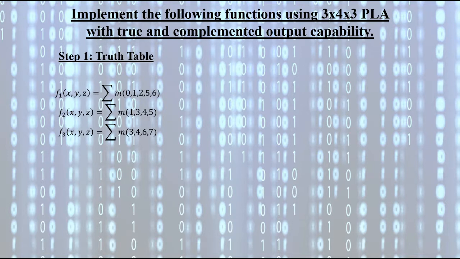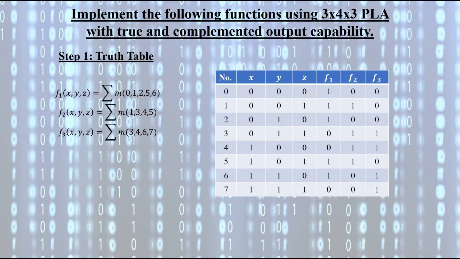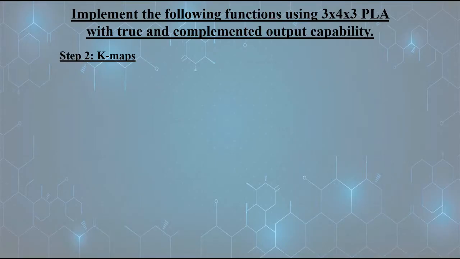By implementing the 3 functions into a truth table, the truth table is as follows. Each of the minterms for each function is filled as 1 and the rest is simply filled as 0. The next step is K-map.